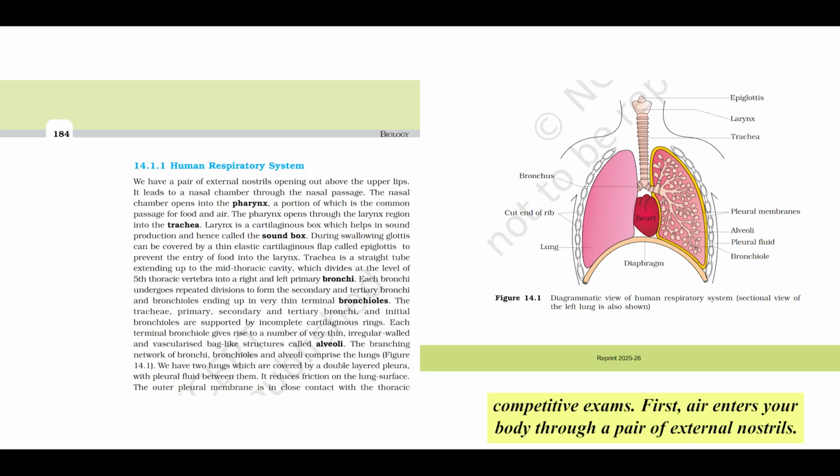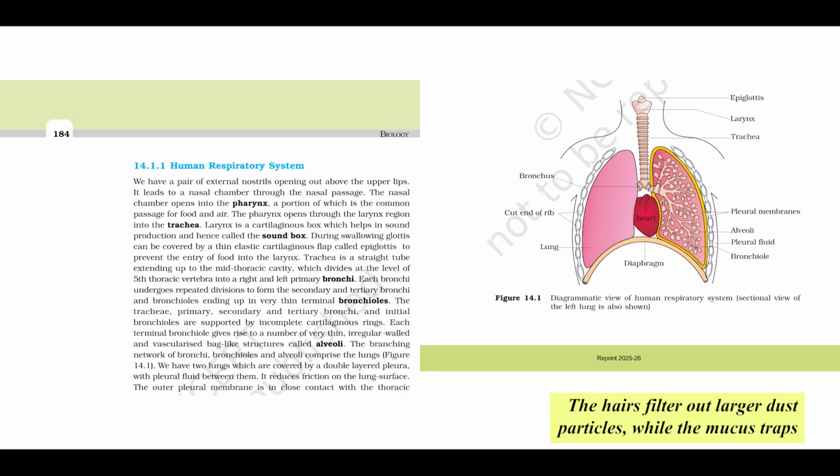First, air enters your body through a pair of external nostrils. These are the openings located just above your upper lips. Pretty straightforward. From the nostrils, the air moves into the nasal chamber via the nasal passage. Now, this chamber isn't just a simple pipe. It's lined with fine hairs and a mucous membrane. These act as a crucial first line of defense.